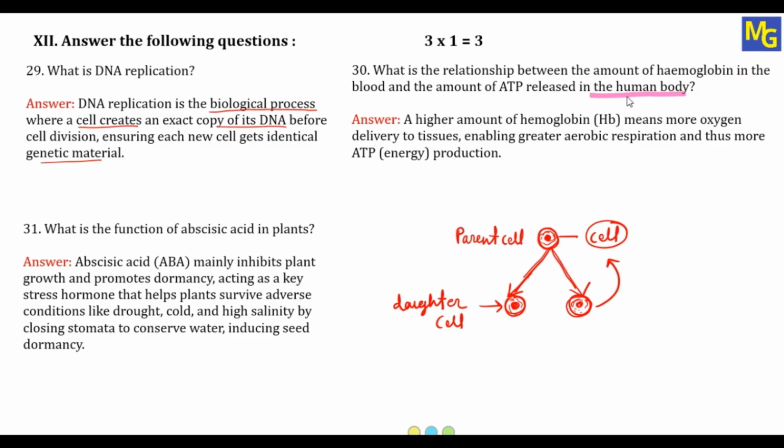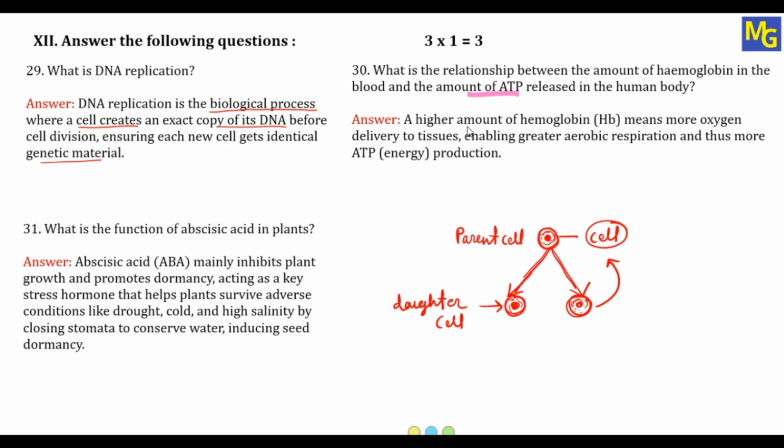See the question, it's very simple. To see it is difficult, but it is a very simple question. What is the relationship between the amount of hemoglobin and the amount of ATP released? So if the amount of hemoglobin is more, then what is the amount of ATP? It will be less or more. If the amount of hemoglobin is less, then will the ATP amount be more or less? This we have to answer.